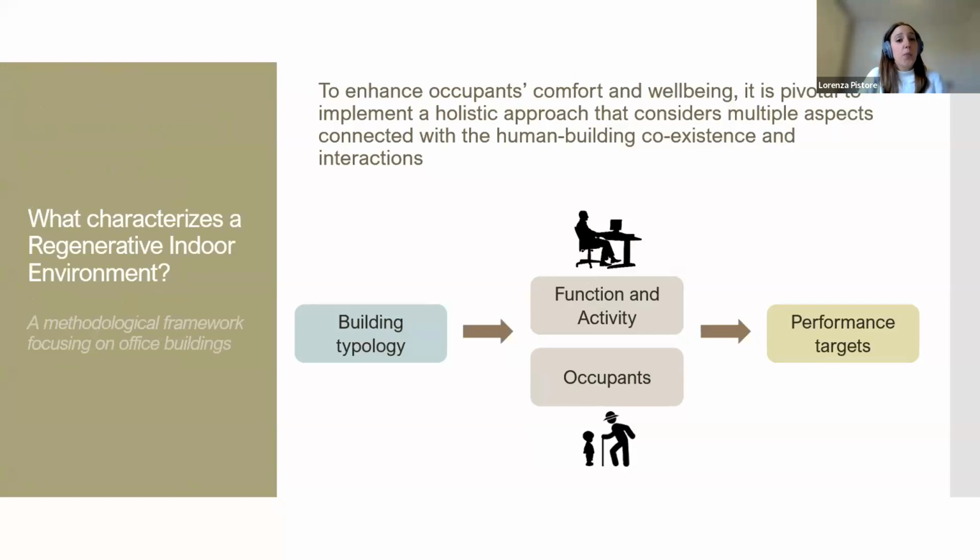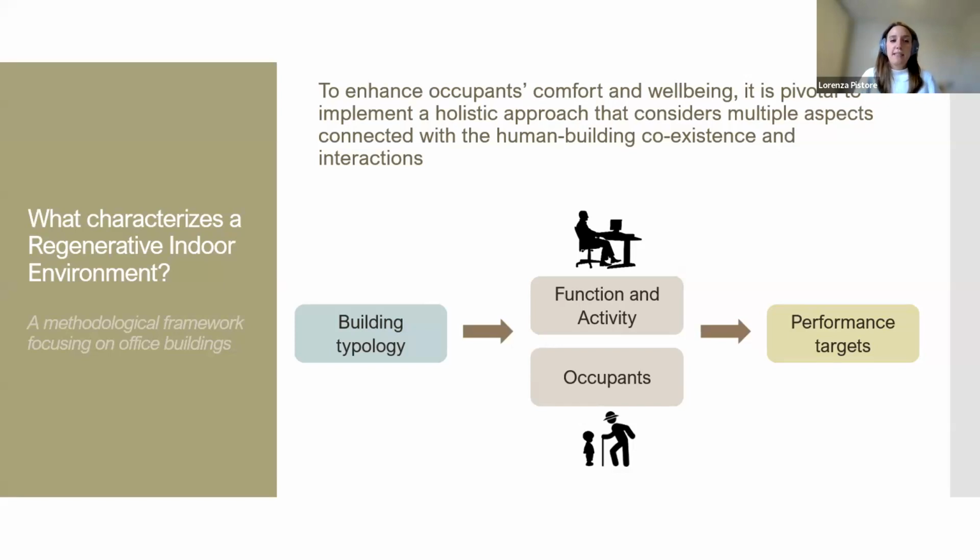So to enhance the occupants' comfort and well-being, it is pivotal to implement a holistic approach, as I said, that considers multiple aspects connected with the human-building coexistence and interactions. To do so, the first thing to do is to characterize the environment we are dealing with and the type of building we are looking at. So today I'm bringing to you this example, this methodological framework that was built focusing on office buildings.